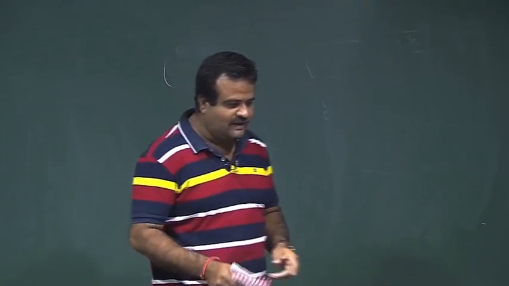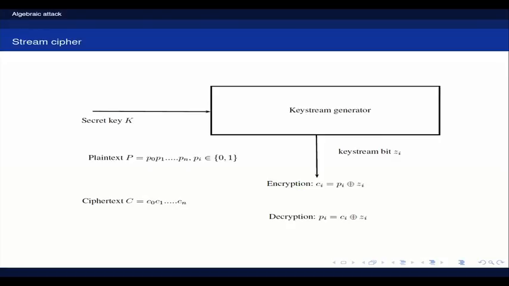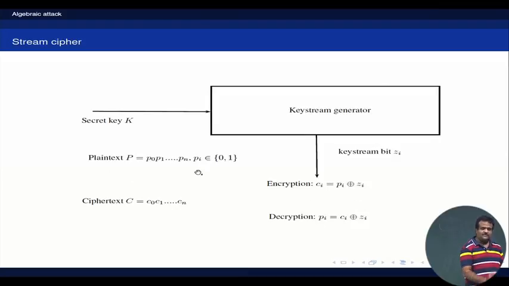Yeah, so this is the general structure of a stream cipher. We have a secret key, and we have a key stream generator, and we run this key stream generator to get the key stream, and these are the plaintext bits p0, p1, pn, and then we XOR each pi with the key stream bit and get the ciphertext bit.